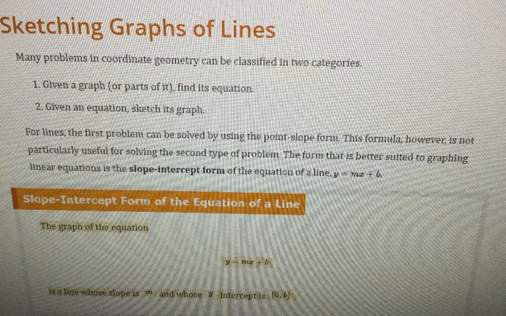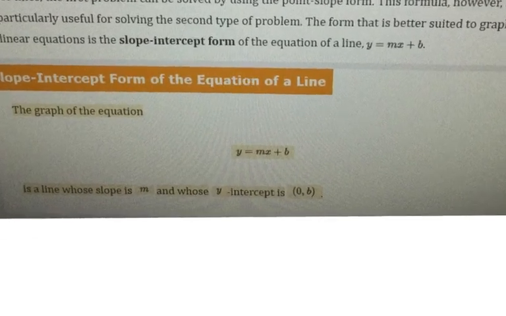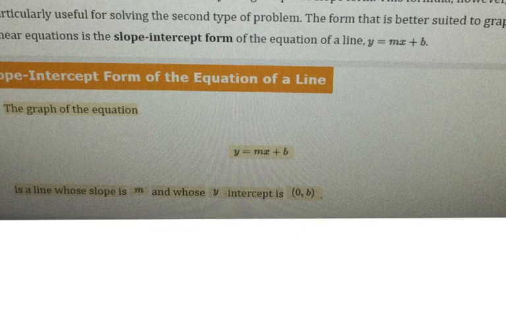The form that is better suited for graphing linear equations is slope-intercept form, which again, you're going to be very familiar with. Slope-intercept form is just y = mx + b. So again, if you've never seen that before, I don't know how you got to my class. That'd be amazing. Okay, but right here is the slope-intercept form of a graph. y = mx + b, where m is the slope and b represents the y-intercept.